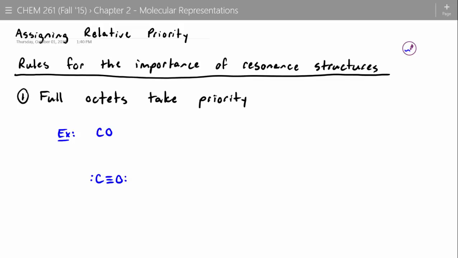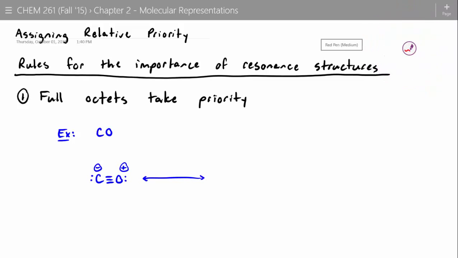What would the formal charge be on our oxygen if I were to draw it this way? +1. So we would put a plus above the oxygen. And what about the carbon? -1. So we'd put a negative there. What do we call it when we have both a positive and negative in the same molecule? Zwitterion, yeah. So let's determine if there's a resonance structure for this.